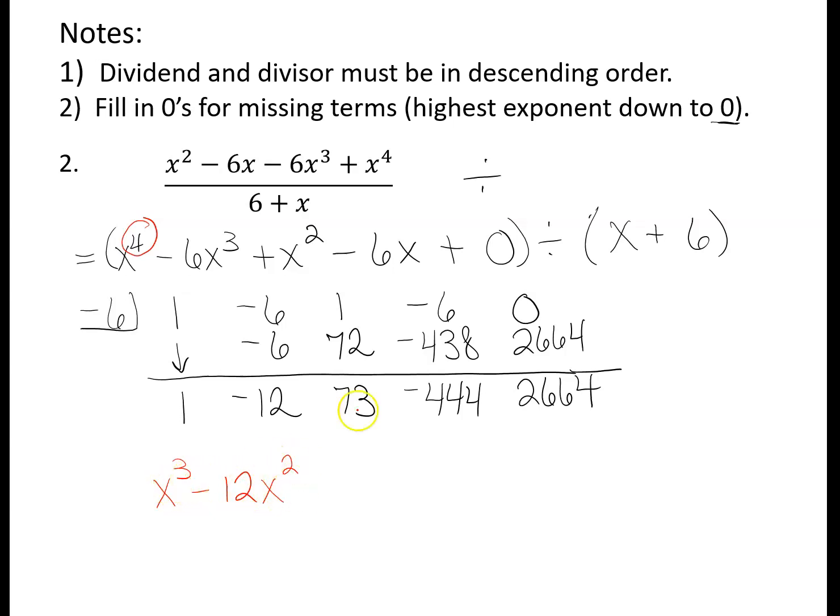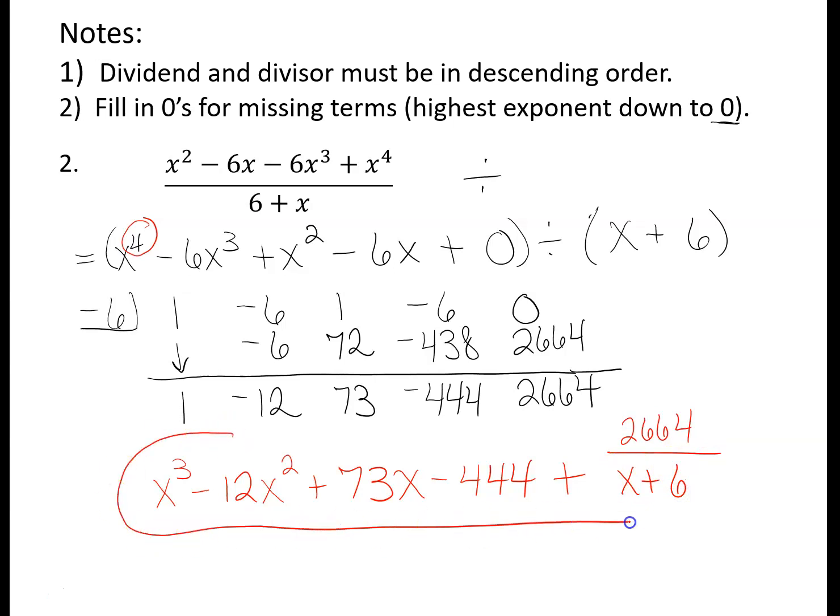Then I write my next number. It's positive 73, and then I go to x. So I've got x cubed, x squared, x, and then I write down the next number, and that's my constant. Okay, so my exponents are 3, 2, 1, 0, plus the remainder over the divisor. And that is our answer to the division.